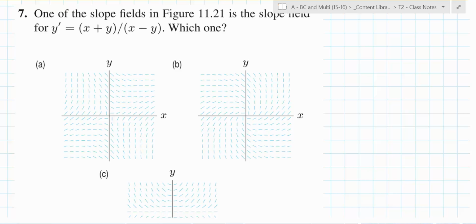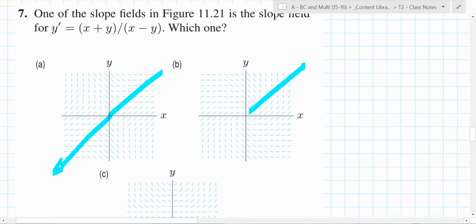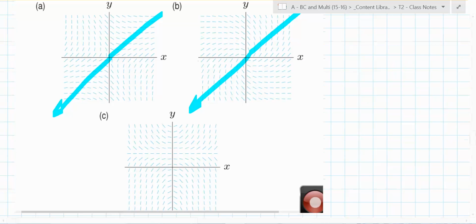So for example, if it's x minus y, what happens if x equals y? You have a 0 in the denominator. So what are you going to have when x equals y? It's going to approach a vertical tangent, right? So one thing you can do is on each of these draw x equals y. Yay! Right? Here's x equals y on each of these.